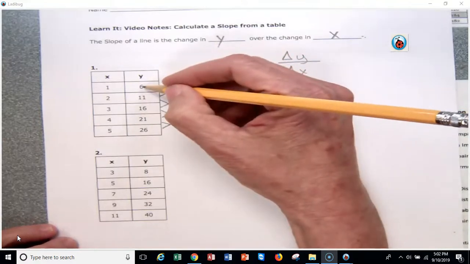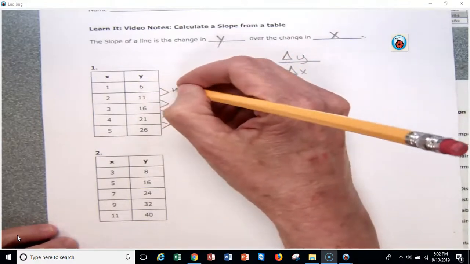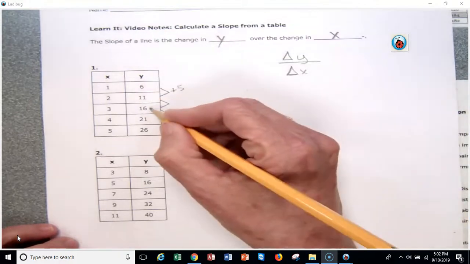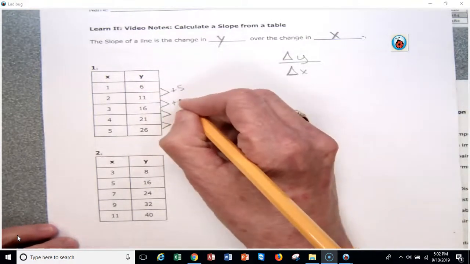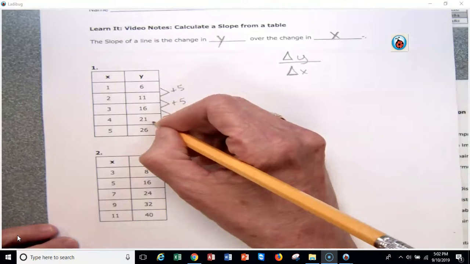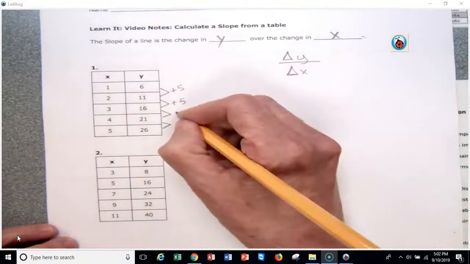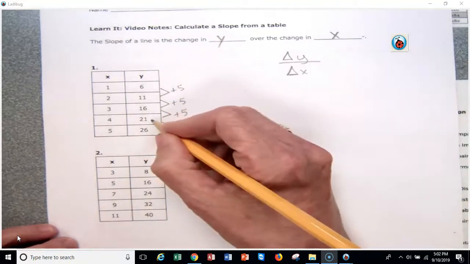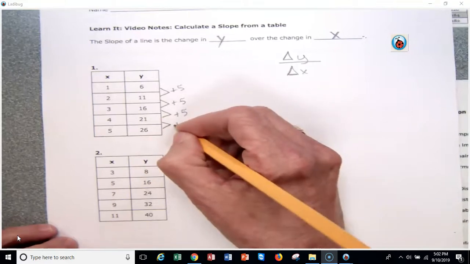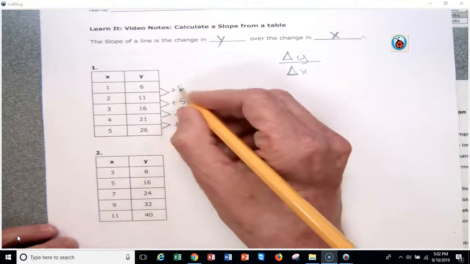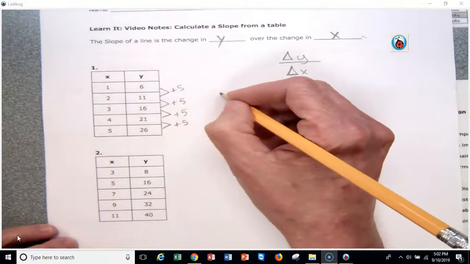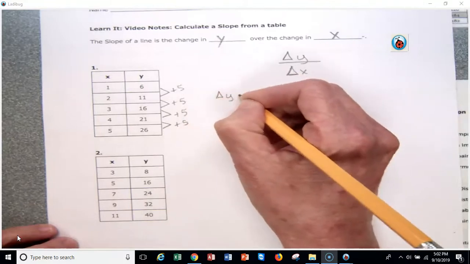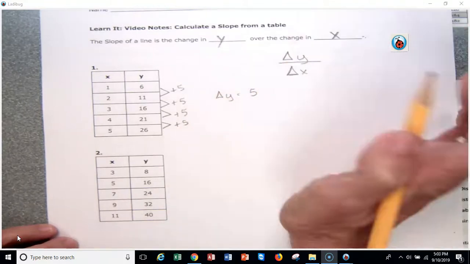So the change in y from 6 to 11 is plus 5. From 11 to 16 is plus 5. From 16 to 21 is, again, plus 5. And from 21 to 26 is plus 5. So we know that our change in y equals 5, or positive 5.